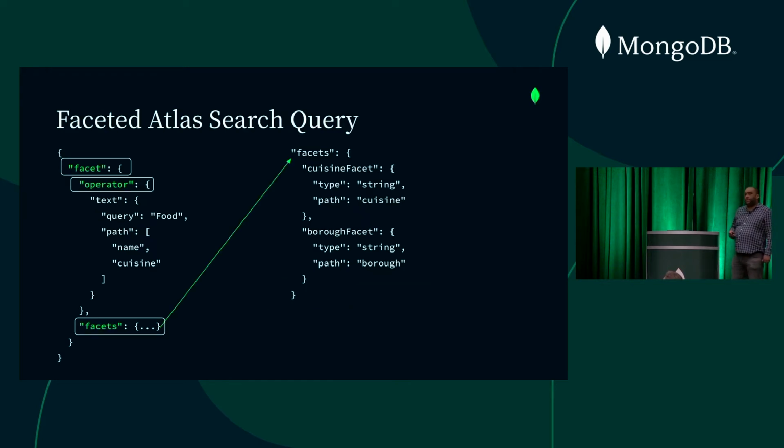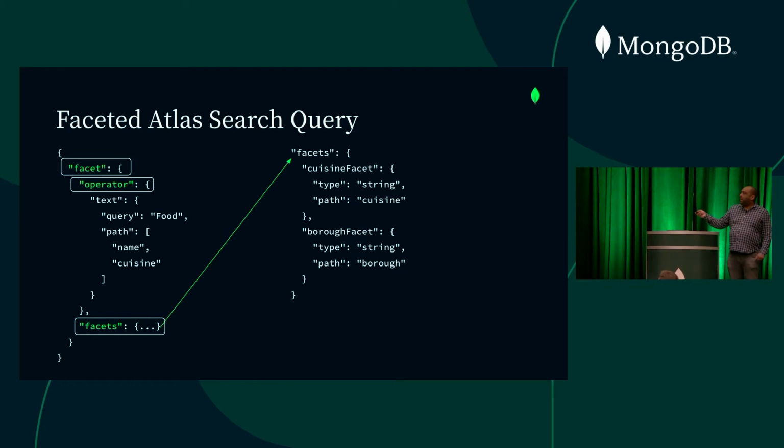Now, if we want to go and implement a facet query, we can take that same search and nest it under this facet key. At the top level here, instead of specifying an operator, we specify facet to say that we want to run a facet search. Underneath this facet key is an operator document where we've included the same search that we were running before. The search still controls what documents are returned and how they're scored, but in this query it will also control what documents the facets are computed over.